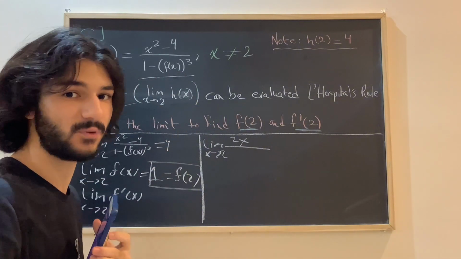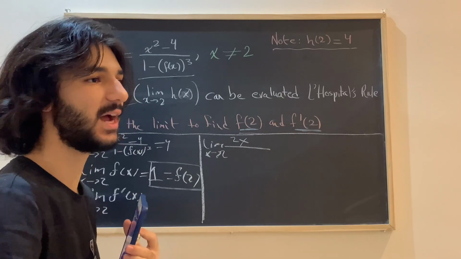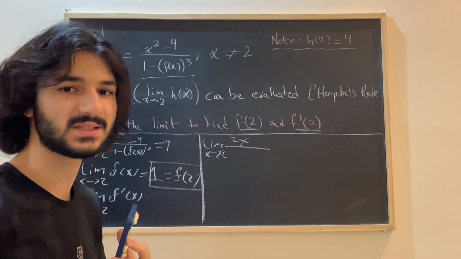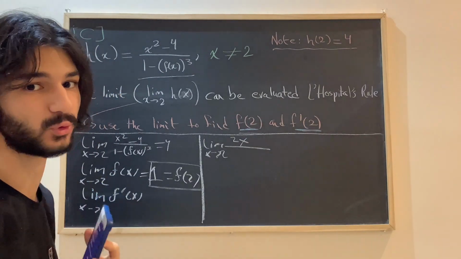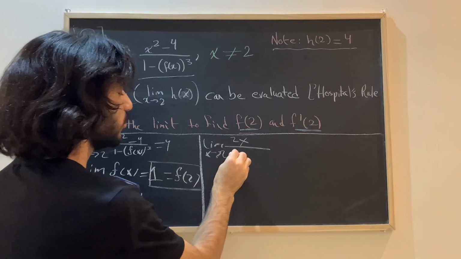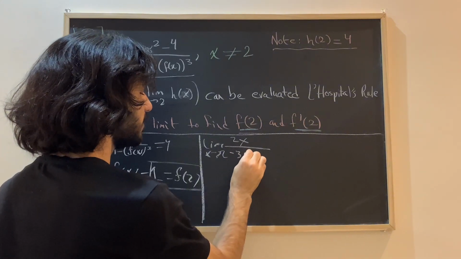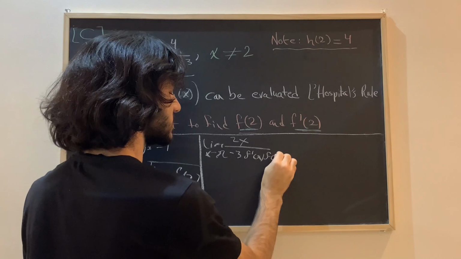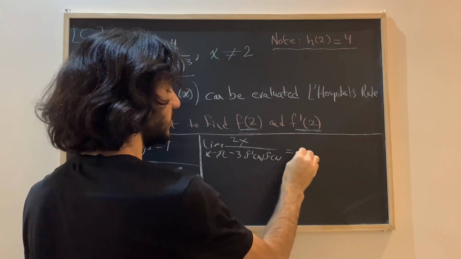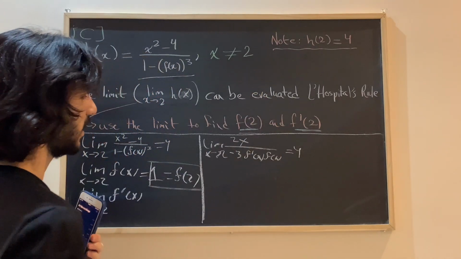f of x is a function. It's not a variable, or like 2x or something. So you can't just use the power rule on it. You need to use the chain rule. So using the chain rule, we're going to get negative 3 f prime of x times f of x. And all of this is going to equal 4.